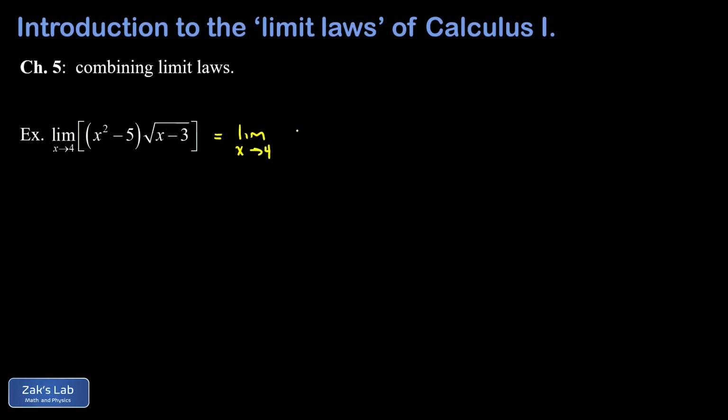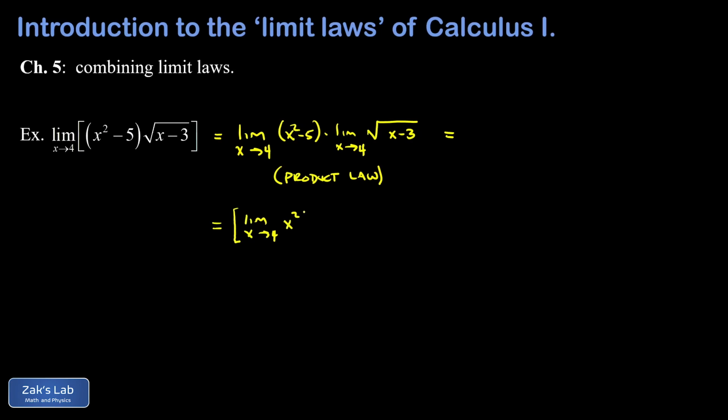So I have the limit as x goes to 4 of x squared minus 5, multiplied by the limit as x goes to 4 of the square root of x minus 3. And we'll make a little note that we used the product law for that. Then in the first piece, I have a linear combination of two functions. So I can write this as the limit as x goes to 4 of x squared. Again, we're trying to not do too much at once. We want to identify explicitly what law we're using at each step.